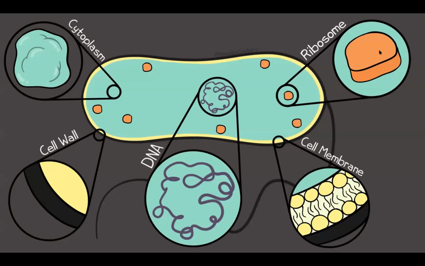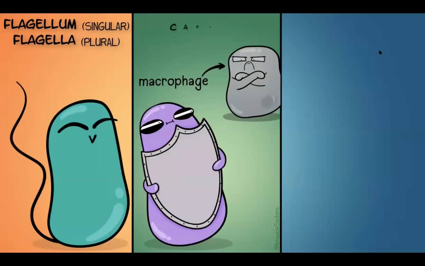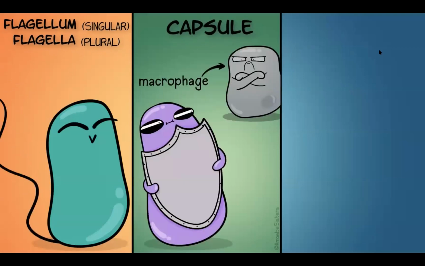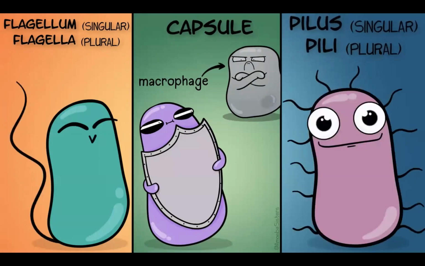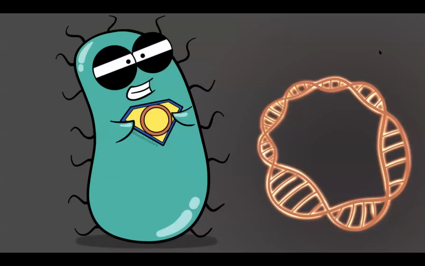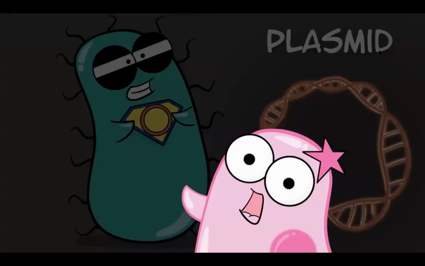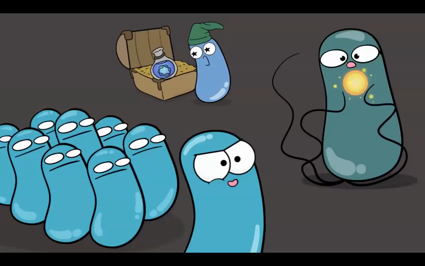Depending on the species, bacteria can also have a flagellum to help with movement, a capsule which can help give them extra protection or attachment abilities, or pili, which can help them with attaching to surfaces, including each other. Oh, and many bacterial species have a plasmid, which is basically like extra DNA. More about that later.